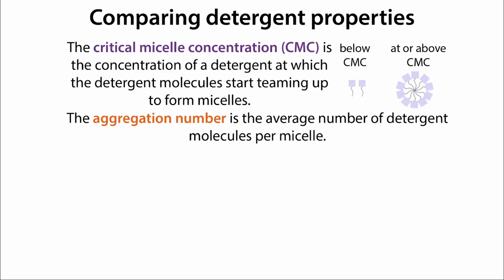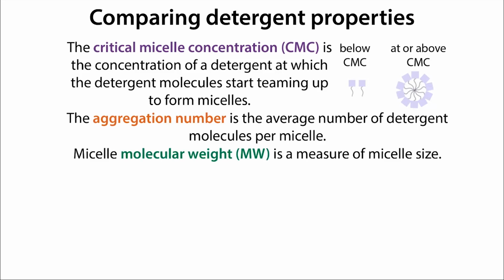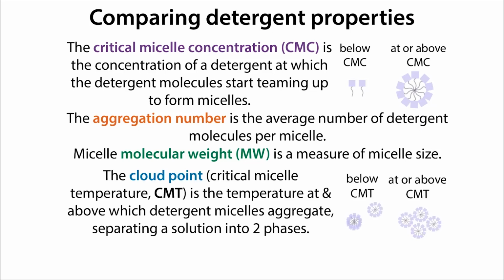We talked about how CMC was one of the main properties. Another one to look at is aggregation number. This is going to be the average number of detergent molecules in each of those micelles, which goes hand in hand with the micelle molecular weight, a measure of micelle size, which is going to depend both on that aggregation number as well as the size of the individual detergent molecules. So these molecules can vary in size.